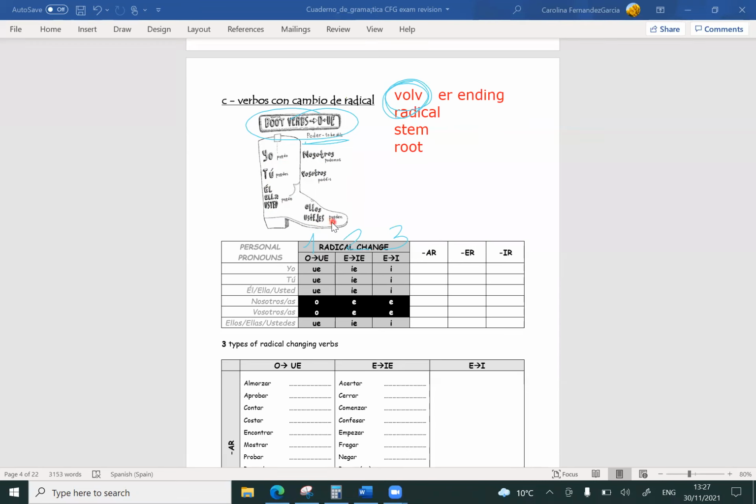Back to the change. If you put them all in a shape, like if you cover them all, this is kind of the shape of a shoe, of a boot. That's why they are called boot verbs. So those persons, like yo, tú, él, ella, ellos, that are inside the shoe will change. The ones outside the shoe, we and you all, do not change. That's why they call them boot verbs.